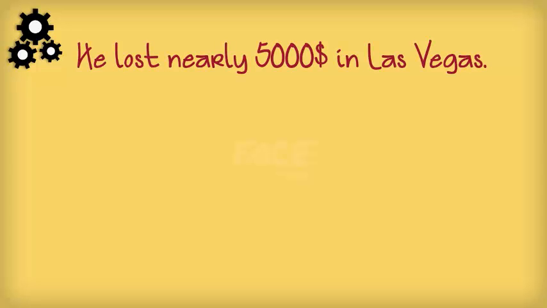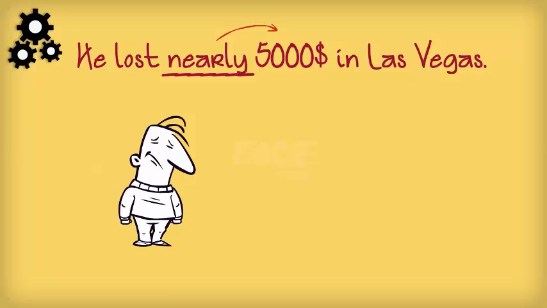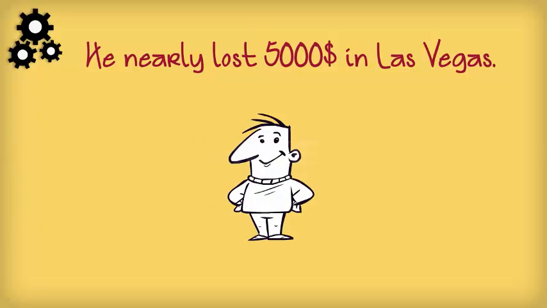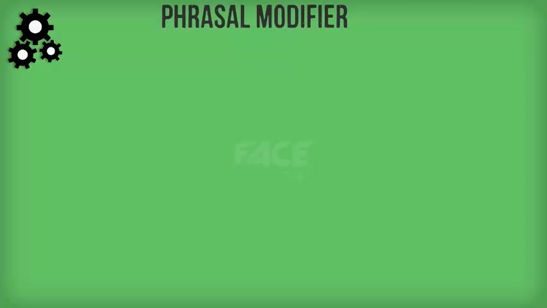He lost nearly $5,000 in Las Vegas. Here, the modifier nearly modifies the amount $5,000. This sentence means that he lost just below $5,000. So what does this sentence mean? He nearly lost $5,000 in Las Vegas. Here, we don't know how much he lost. He might have lost nothing at all. Let us look at phrasal modifiers now.